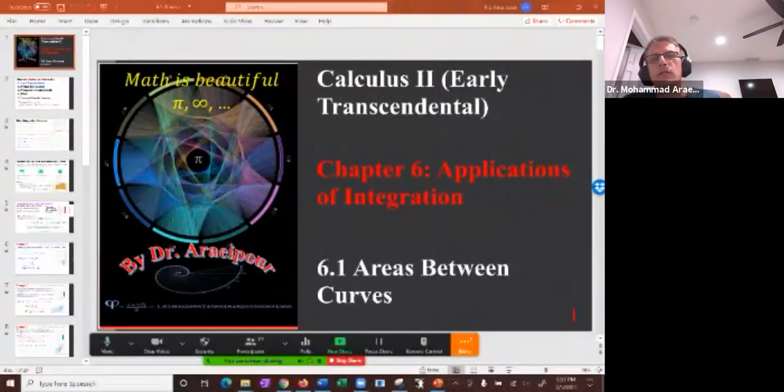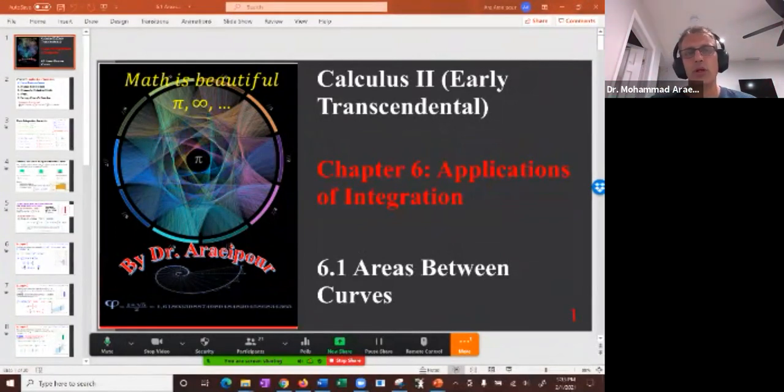Good evening, class. We are looking at Chapter 6, Applications of Integration. The first section is 6.1, Area Between Curves.